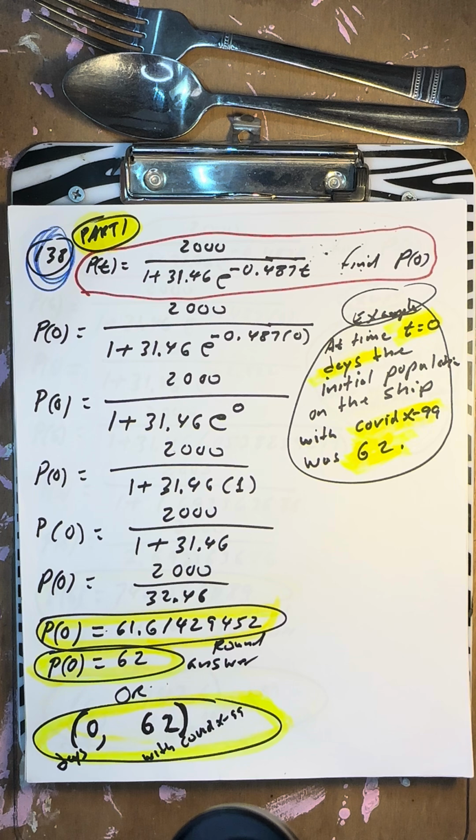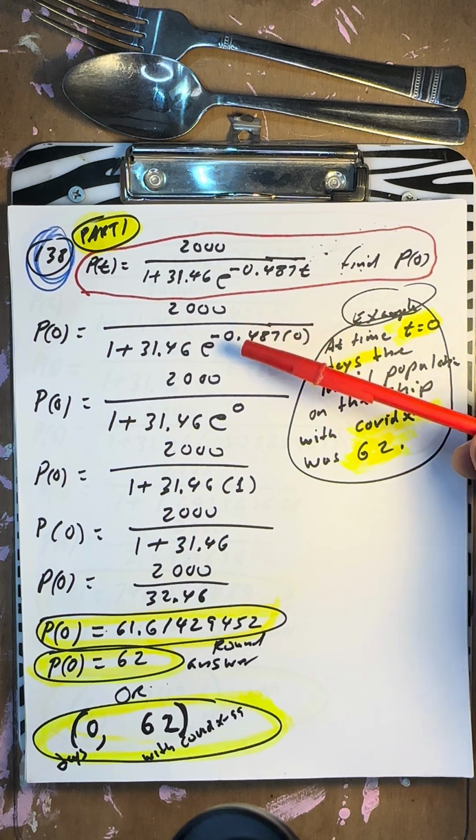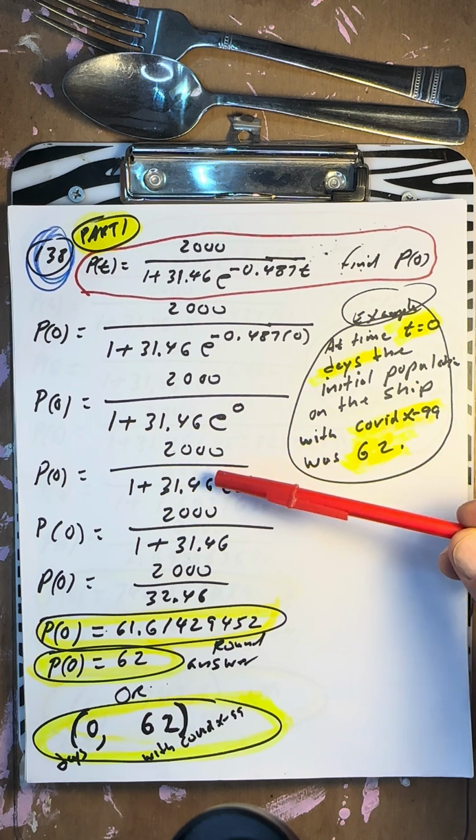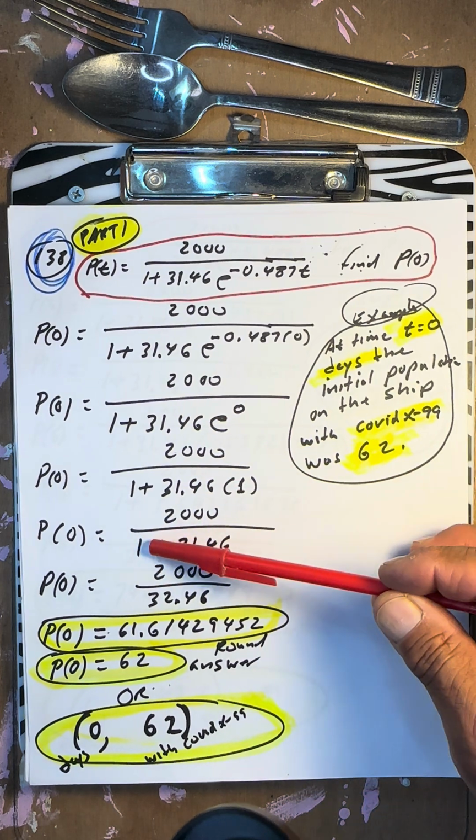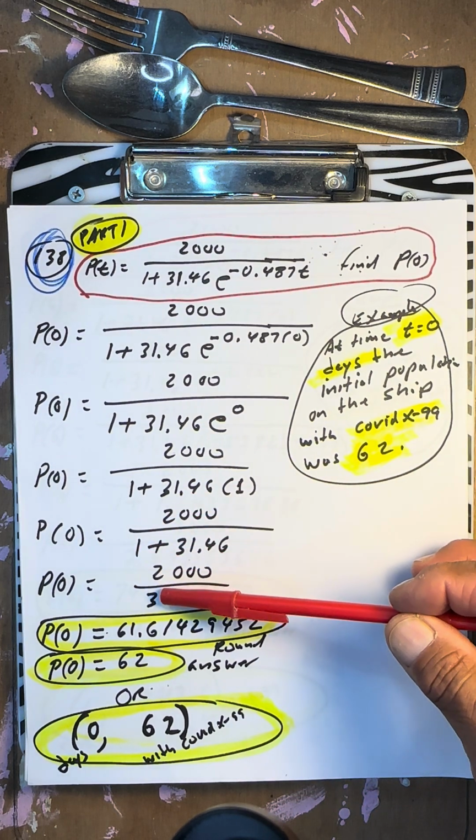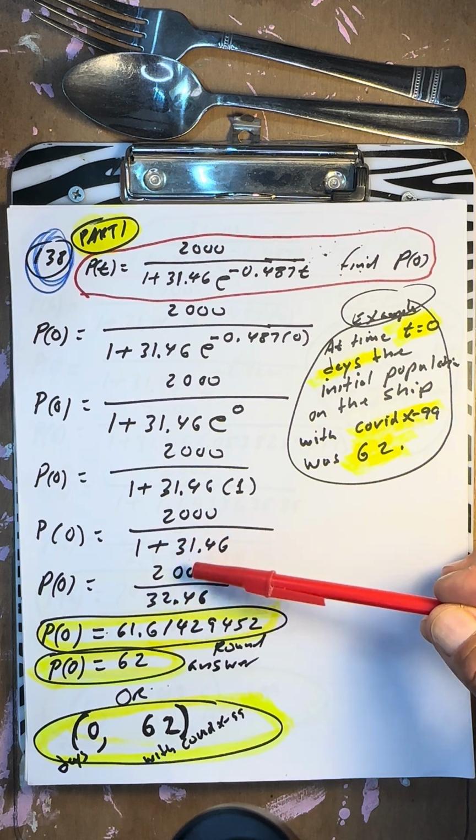Find P of 0. Put a 0 in here, and 0 times that is 0. E to the 0 is 1. 1 times that is that. Add these two numbers together, you get 32.46. Divide 2,000 by that.